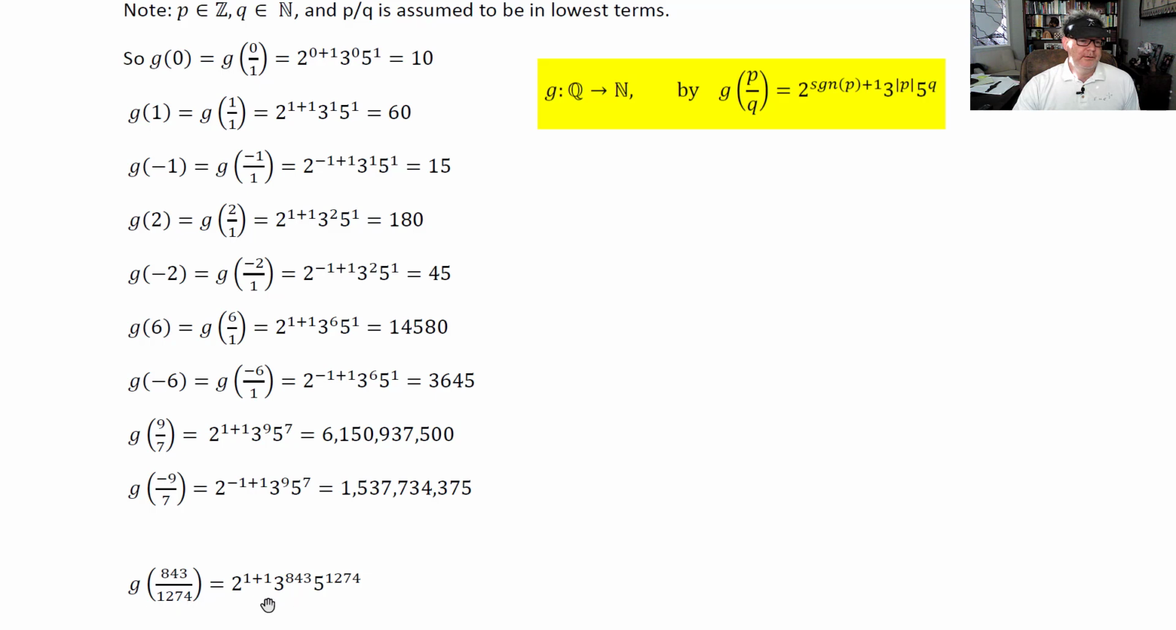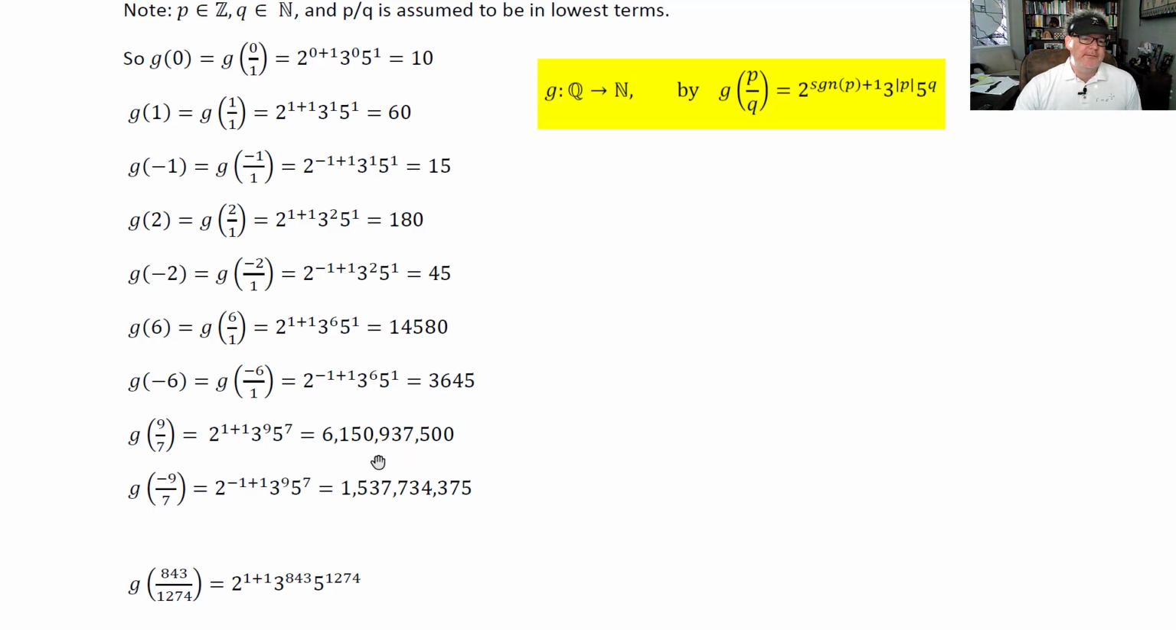And one more here. I already did the positive one. I didn't do the negative here, but the idea is no matter what fraction you give me, if it's in lowest terms, it'll be 3 to the numerator and 5 to the denominator. And that's unique, right? Once you have P over Q in lowest terms, I can't get to this same number again.